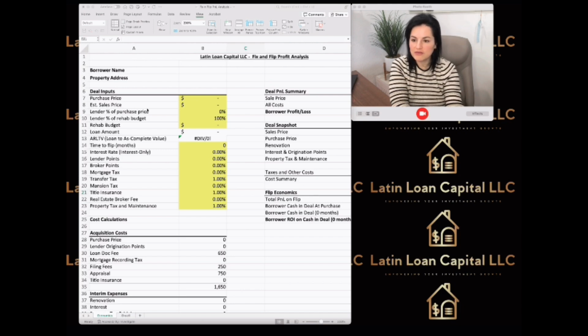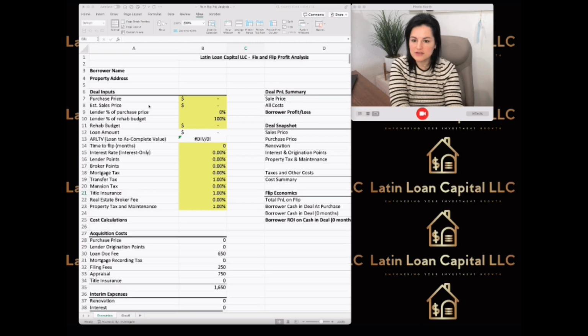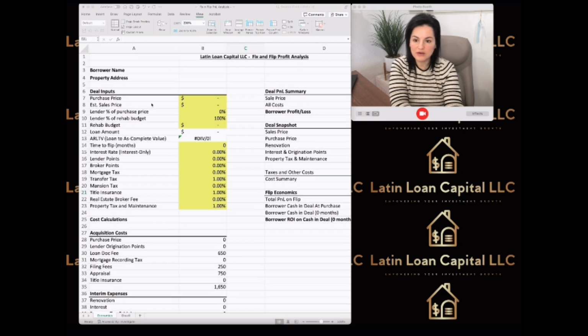This form that I have right here is a form that I actually use to calculate all the deal economics for all my borrowers when they present me a deal. So you have to take into consideration three main factors, right? Purchase price, rehab amount, and ARV, after repair value.